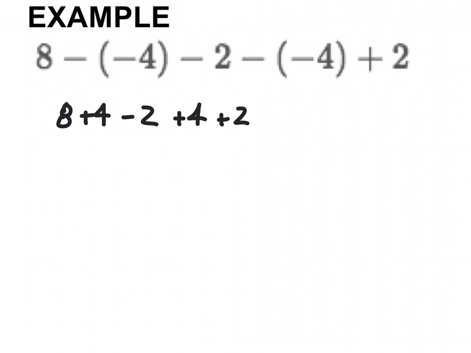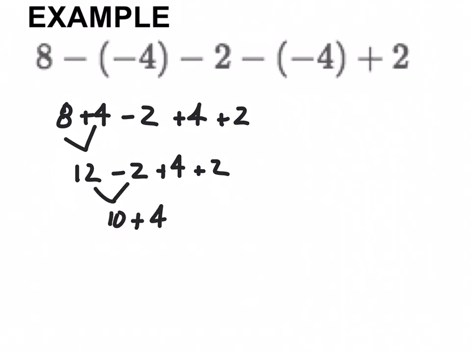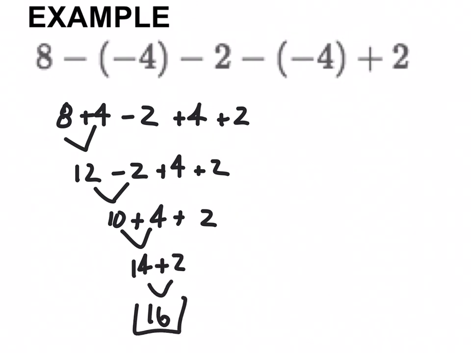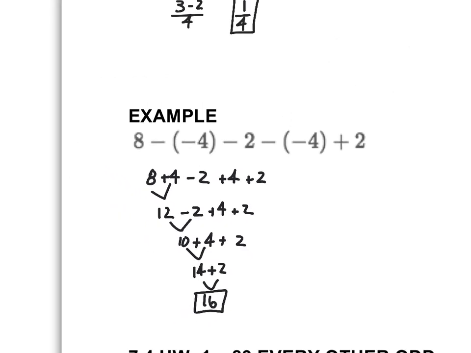Okay, so now I work from left to right. So now 8 plus 4 is going to give me 12. Okay, then minus 2 plus 4 plus 2. 12 minus 2 is going to give me 10. Plus 4 plus 2. And so 10 plus 4 is going to give me 14 plus 2, and then 14 plus 2 is going to give me 16. Okay, so that's what happens when you add all this together. So moves are left to right, and yeah, that's kind of it.